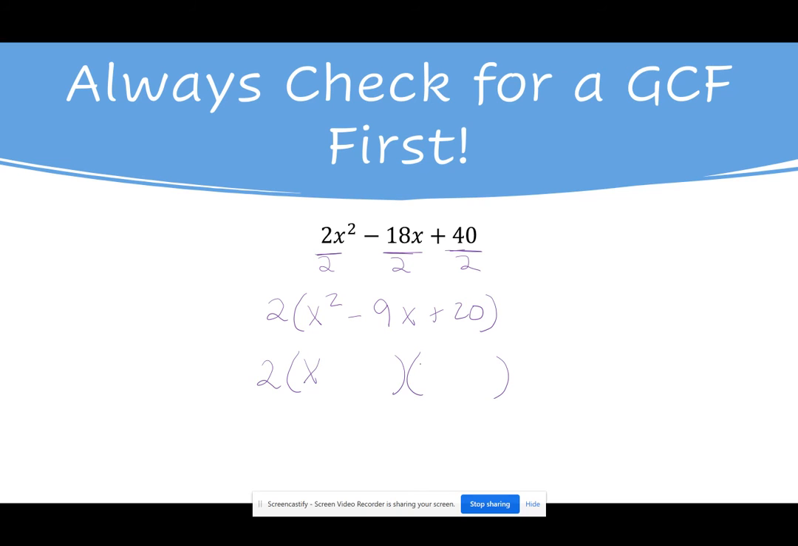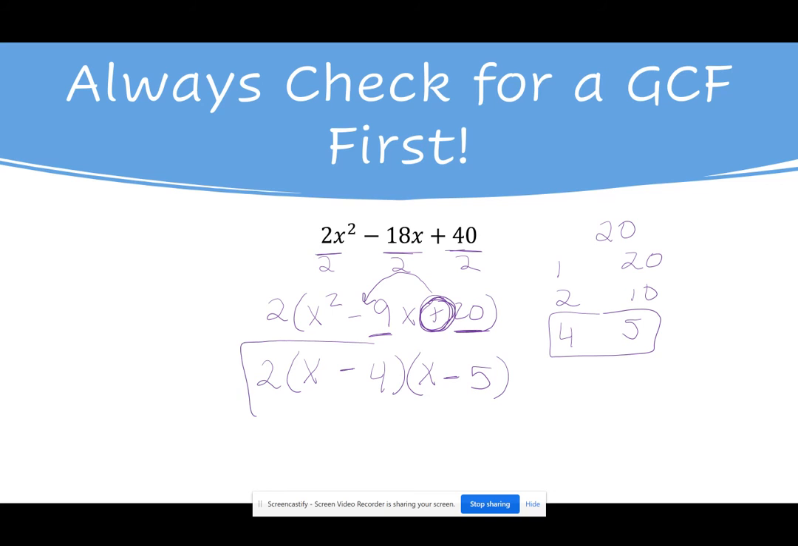So now when we factor, we have our x and our x. We want two numbers that multiply to 20 and add to 9. So we have 1 and 20, 2 and 10, 4 and 5. 4 plus 5 gives us 9. And then when your last sign is a plus, they are the same signs. So we look back and they're both that first sign. So if you pull out a GCF, make sure you still keep it in front at the end, but you should always check for that first.